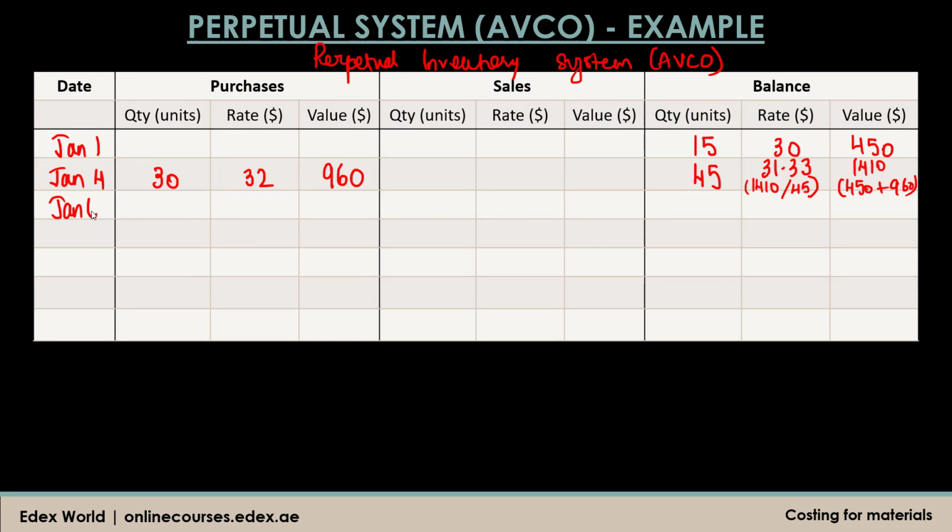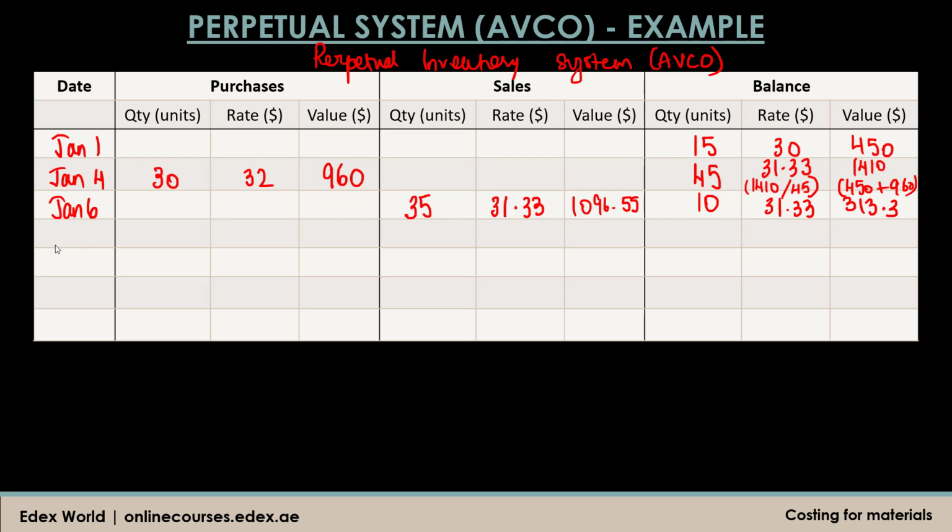Jan 6, in sales column, quantity 35. And what is the rate that we're going to use? The average rate that we've calculated, 31.33. So 35 into 31.33, 1096.55. And after 35 units are issued or sold, what is the quantity remaining in balance in closing inventory? 10 units, and the rate of this is 31.33. So the value of the closing inventory on Jan 6 is 313.30.